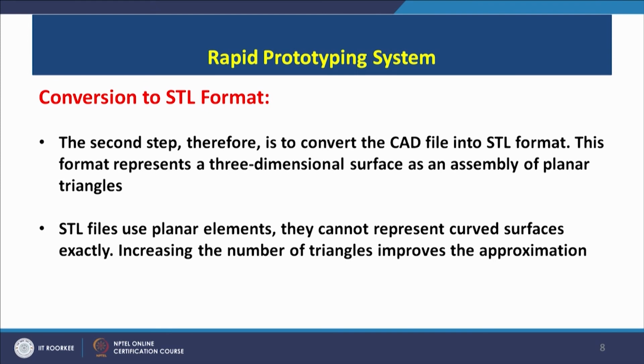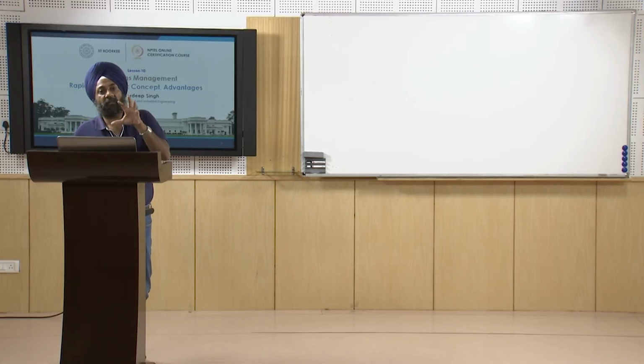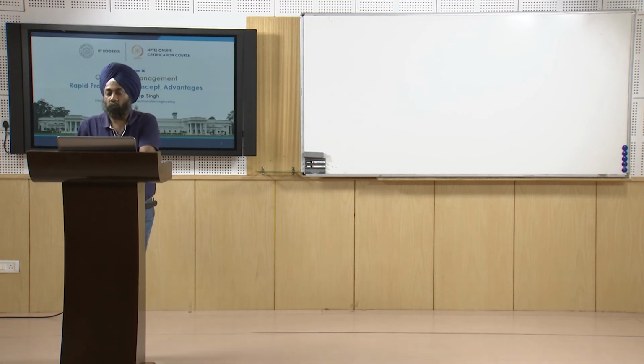STL files use planar elements. They cannot represent curved surfaces exactly. Increasing the number of triangles improves the approximation. So we have to convert our CAD file into the STL format, which will represent the surface in the form of small triangles.